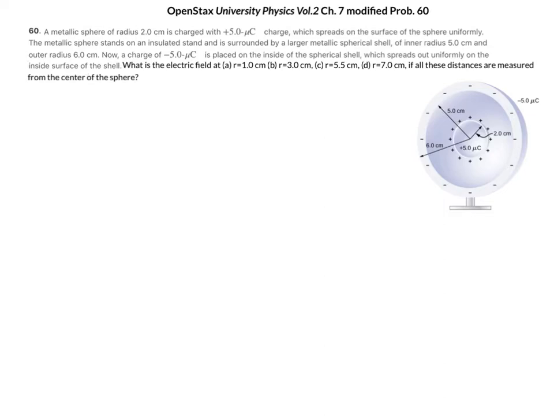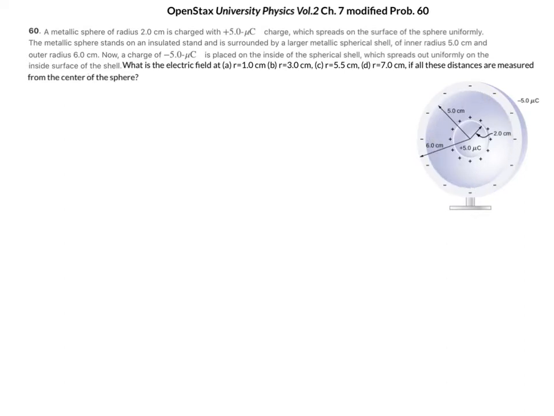I won't write down knowns and unknowns because I have all of the information that I need on the diagram itself. And so let's just repeat what the problem says. We know that there is a sphere that has 5 microcoulombs of charge on it. And then there is this spherical shell that has negative 5 microcoulombs on it, and the problem told us that the negative 5 microcoulomb charge were distributed on the inside of the spherical shell.